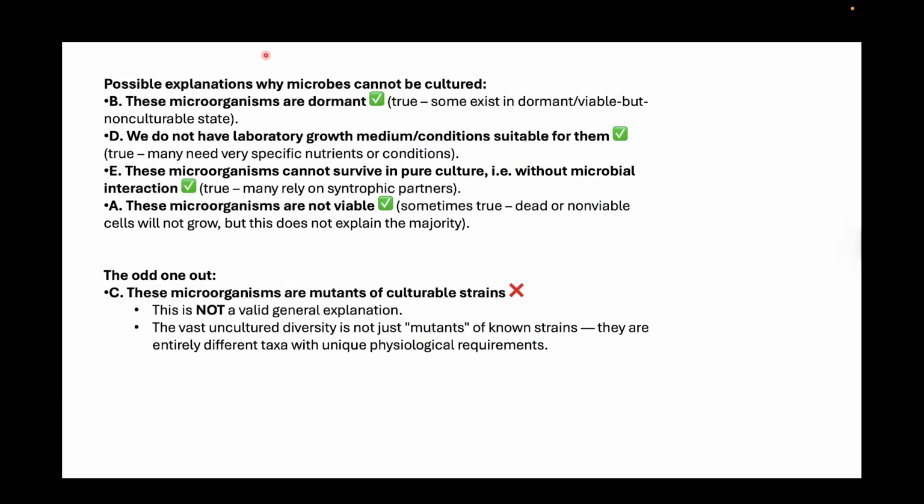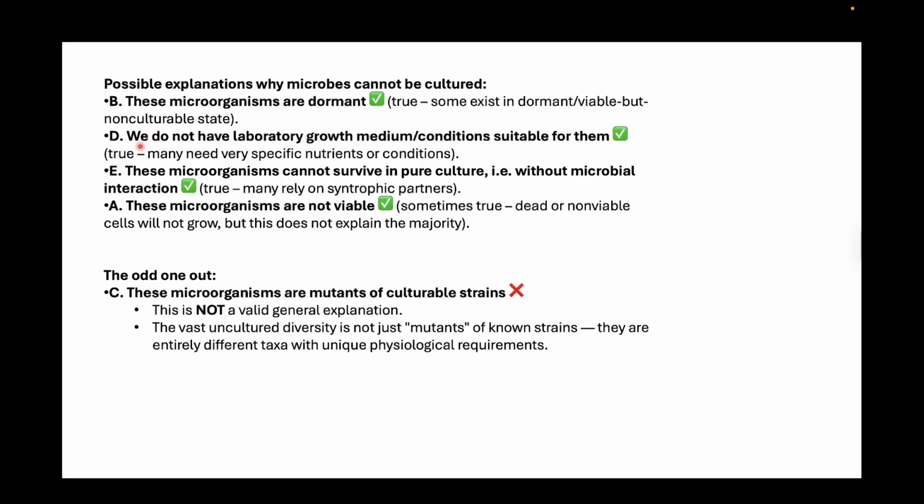So, what are these possible explanations? Going through it again. Option A, microorganisms are not viable. Sometimes true, because dead or non-viable cells will not grow. But this does not explain the majority, the 99% of microorganisms. Option B, these microbes are dormant. This is also true because many microbes exist in a dormant, viable but non-culturable state.